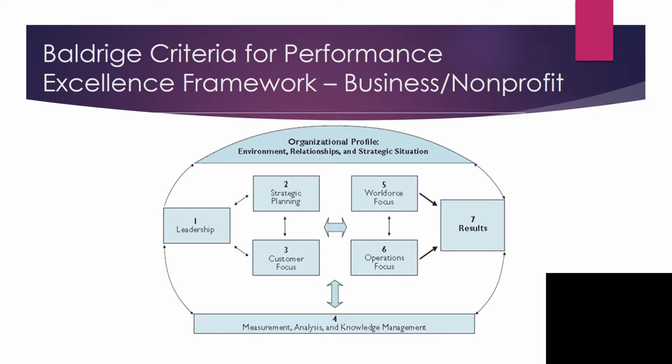The framework of your paper will include sections for each of the 7 criteria: leadership, strategic planning, customer focus, measurement, analysis, and knowledge management, workforce focus, operations focus, and results. Remember, your project also needs to include an abstract, introduction, the organizational profile, and a summarizing conclusion.